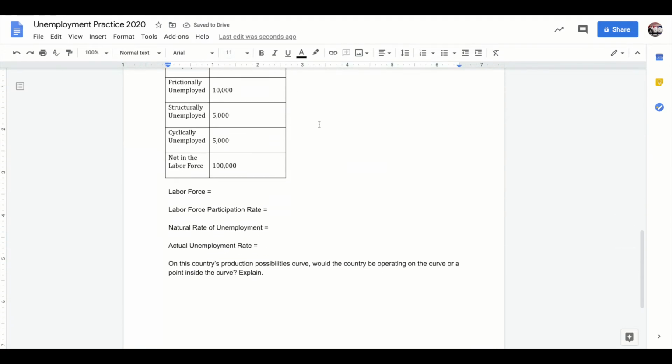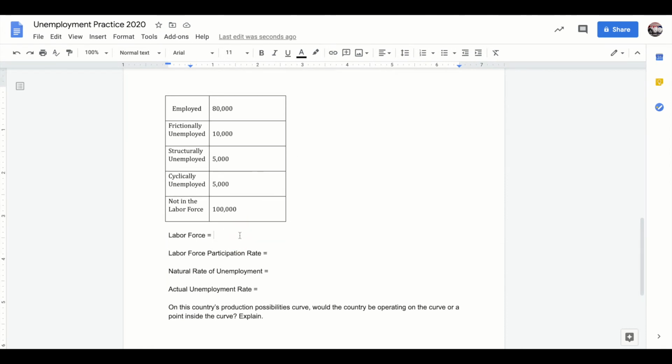All right, so now we're doing the same thing. Our labor force again is made up of people that are employed, so people with a job. We have 80,000 people. And add to that people that are unemployed. We have three types of unemployment here. It's broken down for you by the different types of unemployment. They are all unemployed though. So we have 10,000 frictionally unemployed, plus 5,000 structurally unemployed, plus 5,000 cyclically unemployed, and that equals 20,000 people. So we add that together, and that's 100,000.